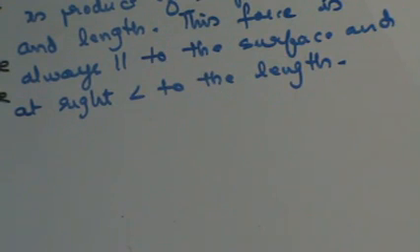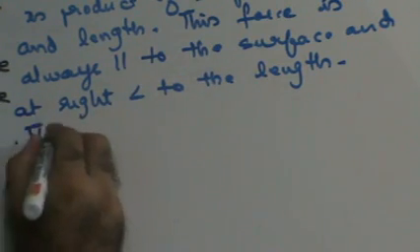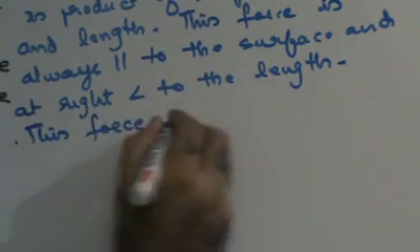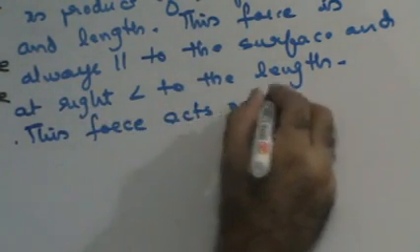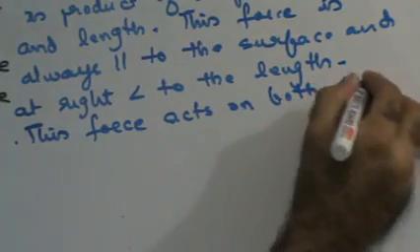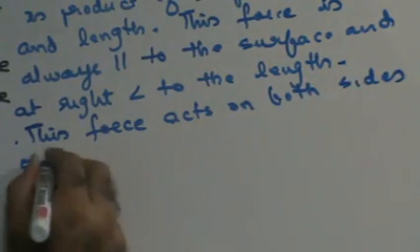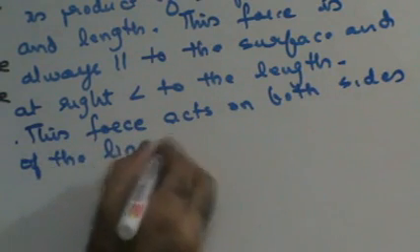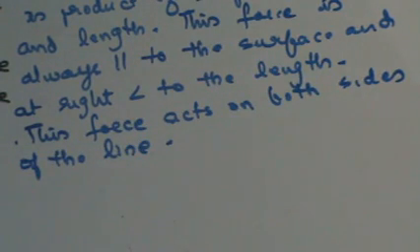Now, it can be seen that the force due to surface tension is on both the sides of the line, and the resultant force on one side can be given by F is equal to TL, right? This force acts on both sides of the line. Right? So that is what surface tension is.